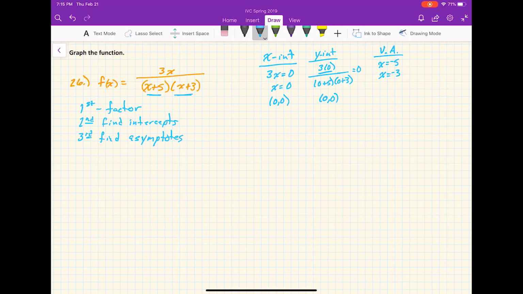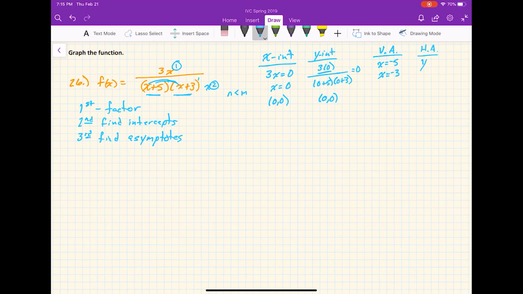All right. So now we need to find our horizontal asymptotes. We did that by looking at the leading coefficient and the exponents. So the bottom we have x squared, remember, and the top we have x to the first power. So n is less than m, so y is going to be equal to 0. So we have a horizontal asymptote.